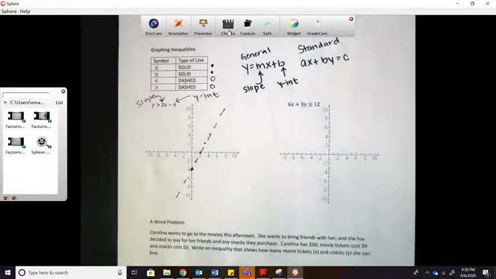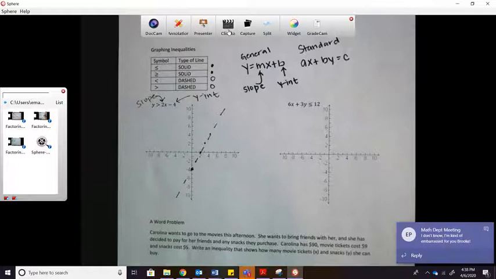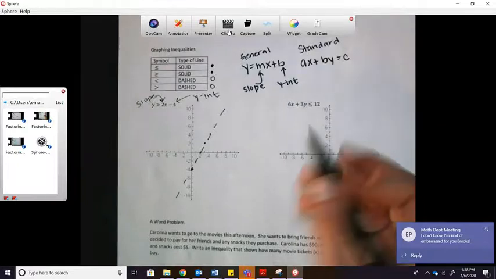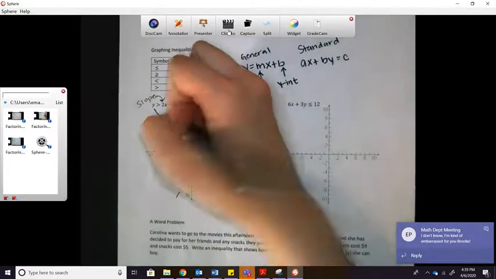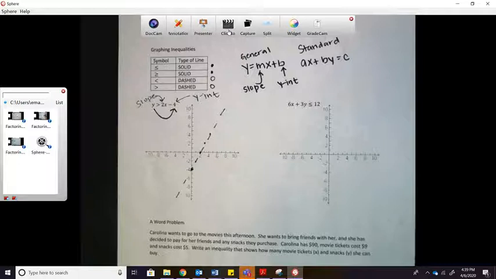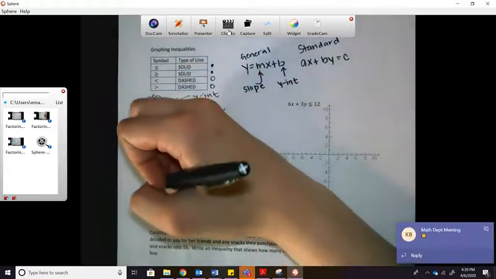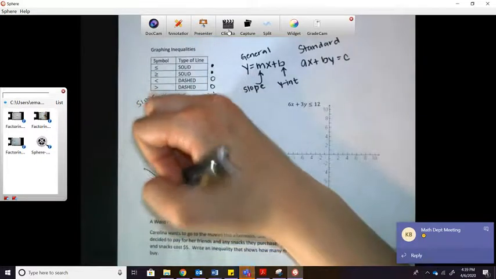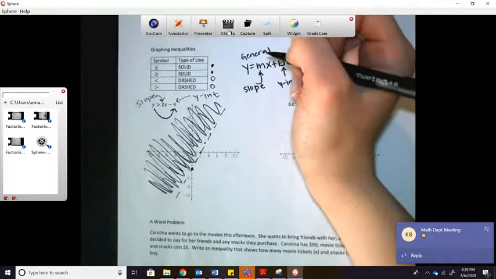Okay, so that is now our line, and now we are going to shade up or down depending. Since this is a greater than, we want y values bigger than our y-intercept. If you think about it, a number greater than -4 would be like 0, 1, 2, 3, and so on and so forth. So we're going to shade above our line. And that's an inequality.